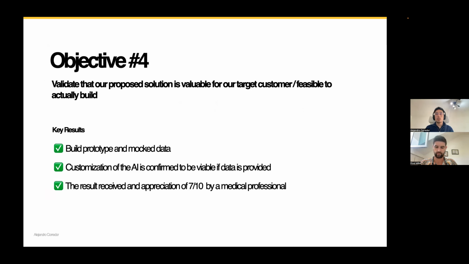So the prototype was actually completely feasible. We were able to build it and test it. We also confirmed during the process that we can customize the AI model in case we get access to medical data, which is really good in terms of tuning the already well-developed capabilities of GPT-3. And last but not least, the result received an appreciation of 7 out of 10 by a medical professional, which is outstanding considering that the model hasn't been trained on medical data yet.